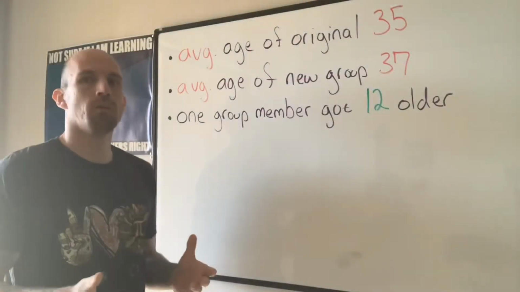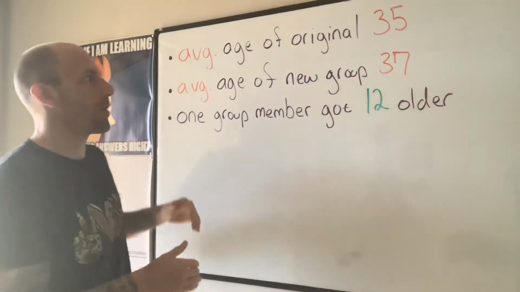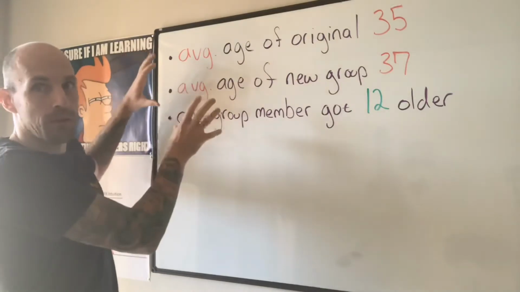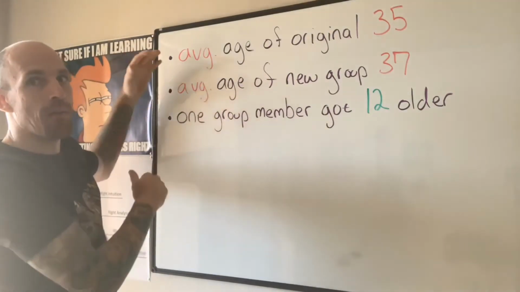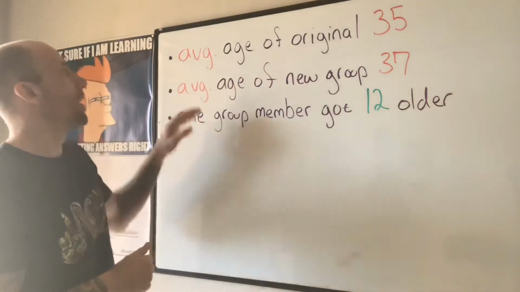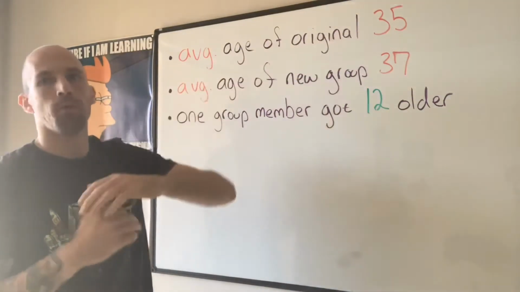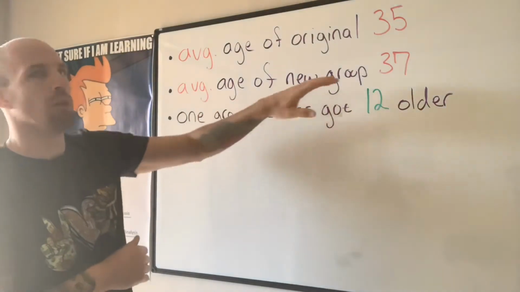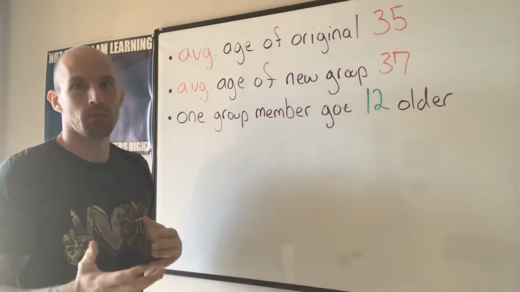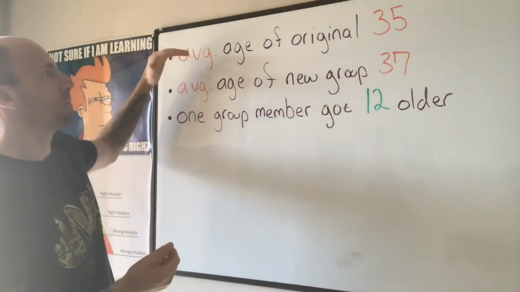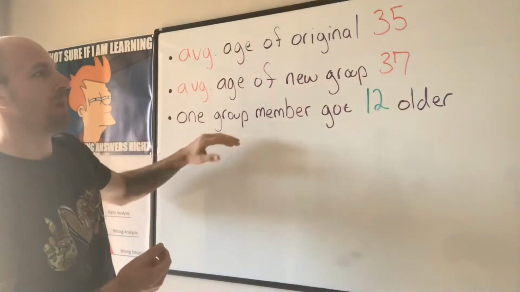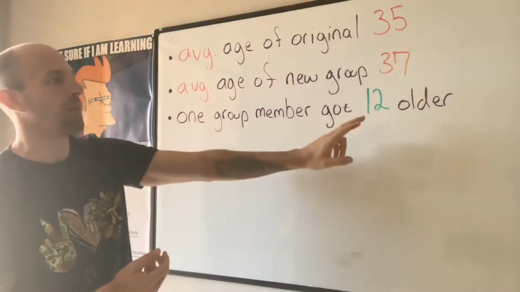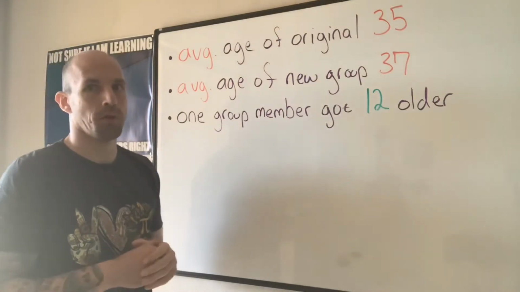So as always, when tackling a word problem, our first step is to find the relevant pieces of information and lay them out in bullet point form. The average age of the original group was 35 years old. The average age of the new group was 37 years old. And the difference between the original group and the new group is that one person left and got replaced by somebody who was 12 years older.